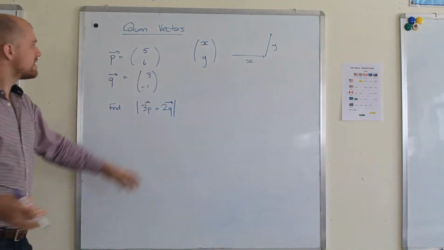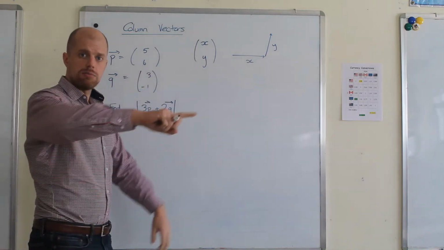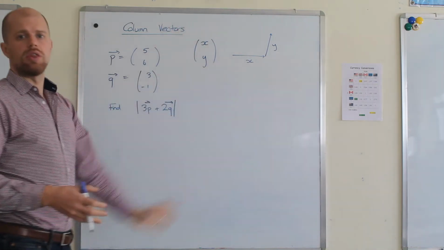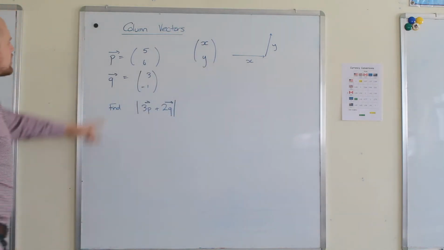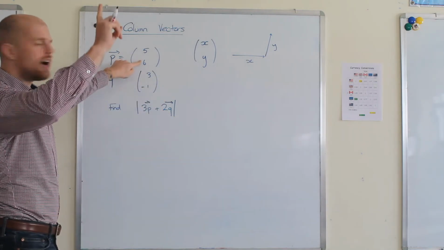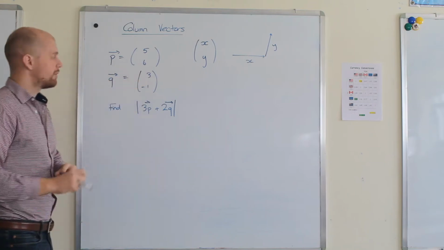Now a standard column vector is always given in the form (x, y), where x tells you the movement left-right on the x-axis, and y tells you the movement up-down on the y-axis. So for example, P, (5, 6), would be 5 to the right and 6 up. Q would be 3 to the right and 1 down.